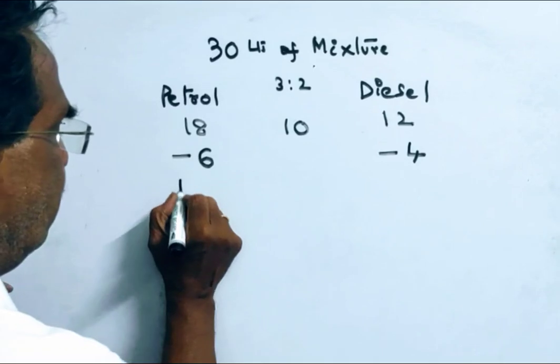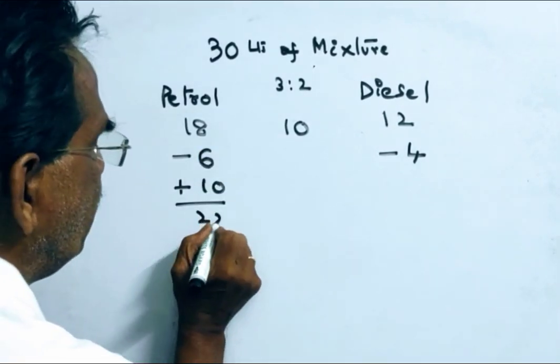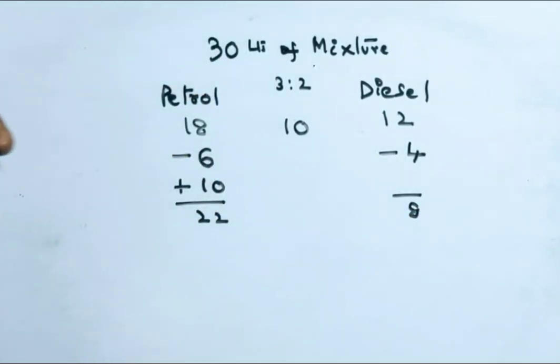So plus 10. So 12 plus 10, 22 liters. And diesel is 12 minus 4, 8 liters.